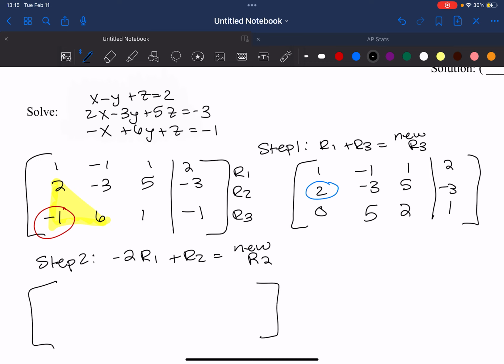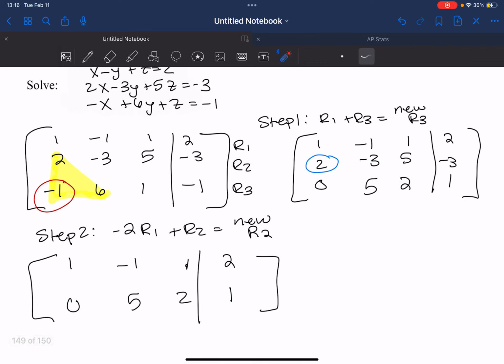So that means row 1 and row 3 don't change. So this is 1, negative 1, 1, 2, 0, 5, 2, 1. Then I have 1 times negative 2, which is negative 2, plus 2, which is 0. Negative 1 times negative 2, which is 2. 2 plus negative 3 is negative 1. Negative 2 times 1 is negative 2. Negative 2 plus 5 is 3. 2 times negative 2 is negative 4. Negative 4 plus negative 3 is negative 7.